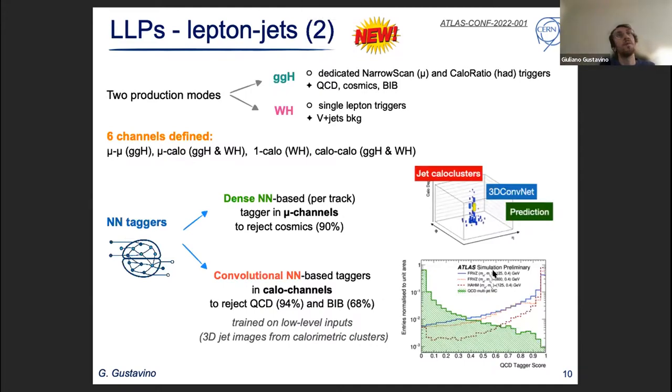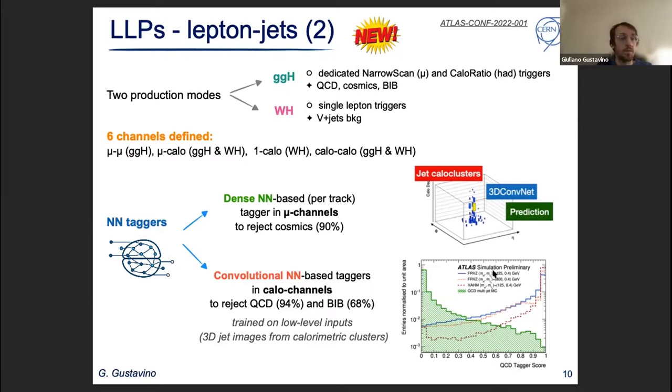The analysis strategy looks at the two production modes of gluon-gluon fusion and WH. The first uses dedicated triggers, and the WH instead is exploiting the signal lepton. So we define six signal region categories, defined from the production mode and the final state topology, so muon channel and electron channel. And two neural network taggers have been defined to suppress the background.